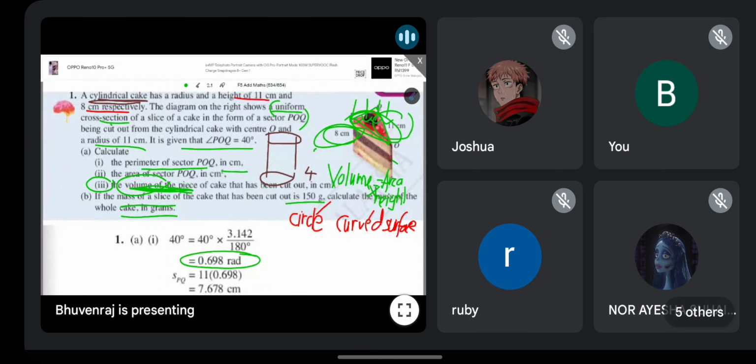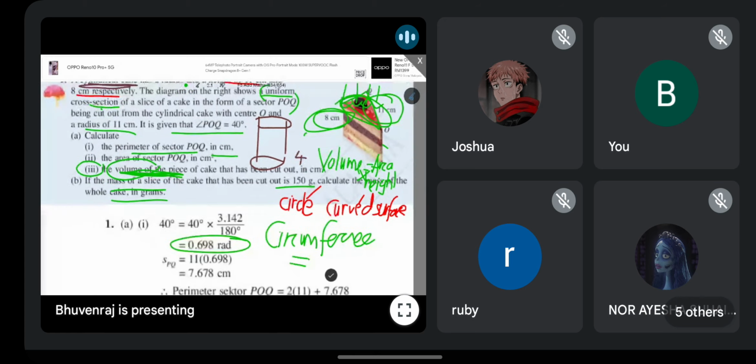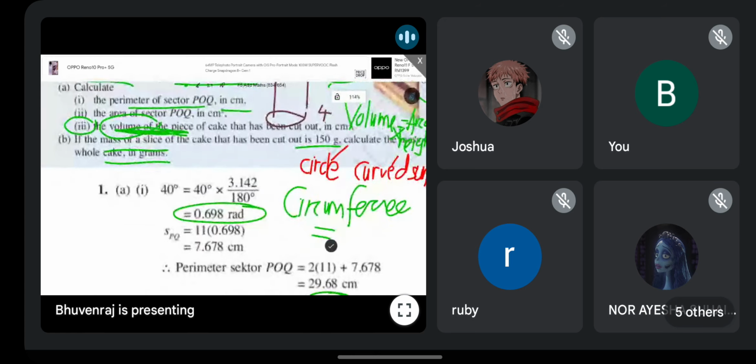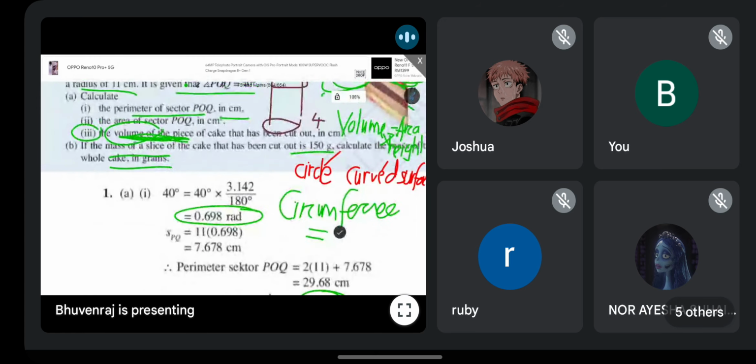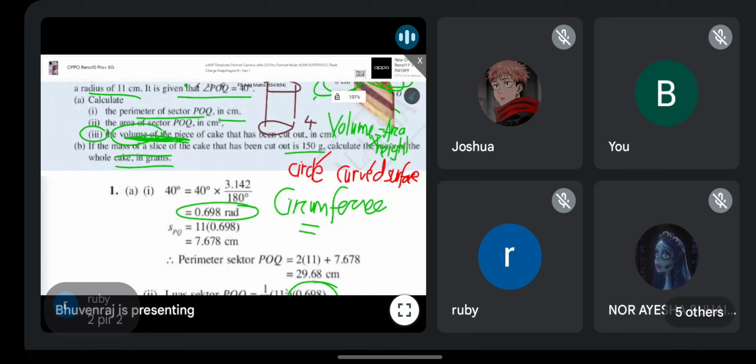You have the radius already of the cake, which is 11 cm. Betul? So you can actually find the circumference of the cake. Okay, lilitan cake too. So guys, can you all tell me circumference? What is the formula to count circumference? Apa rumus dia? Anyone know? To get the circumference? 2 pi r, right? Okay, it's actually 2 pi r.